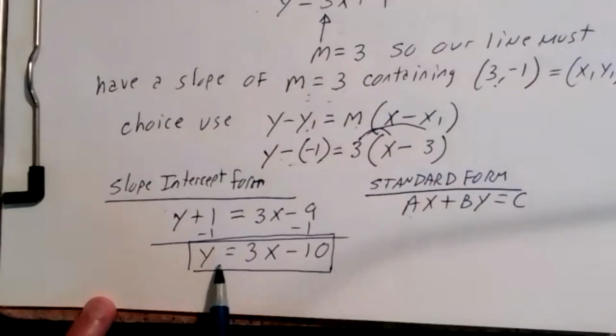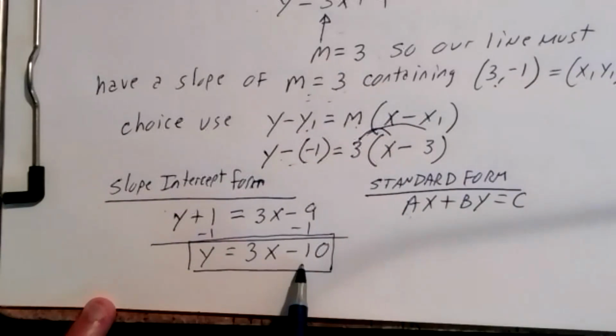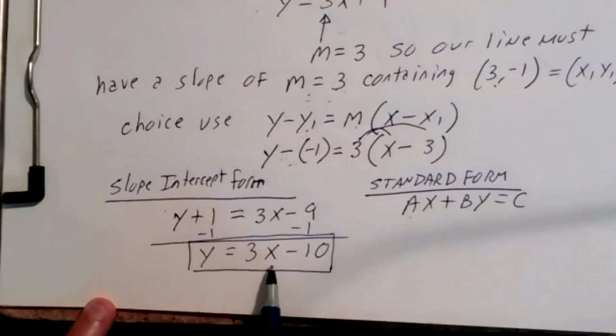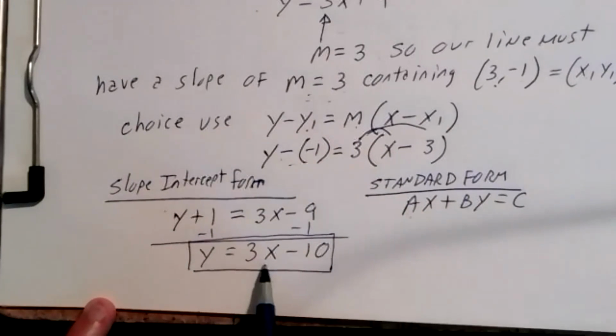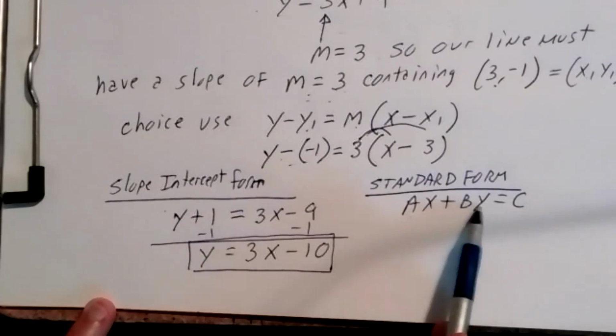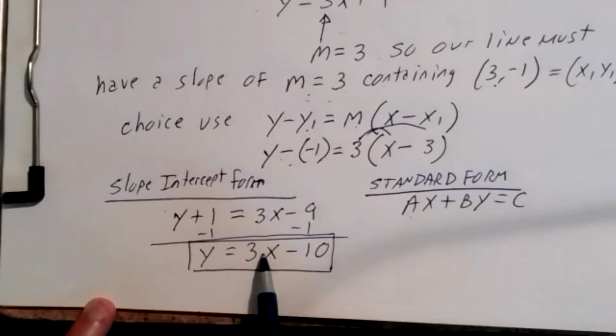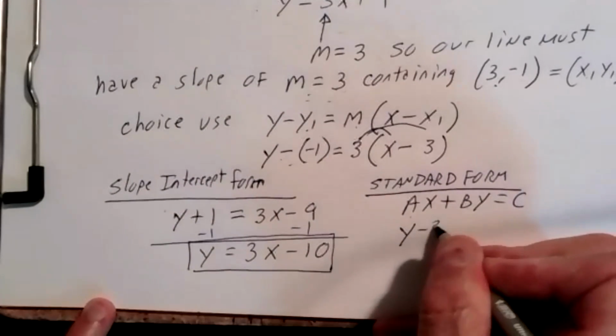So let's feed off of our slope-intercept form and hammer it into standard form. How do I get this equation into standard form? Subtract the 3x from both sides. We have to get the x and the y on the same side of the equation. Do you agree? That's a requirement to be in standard form. So let's subtract 3x from both sides.